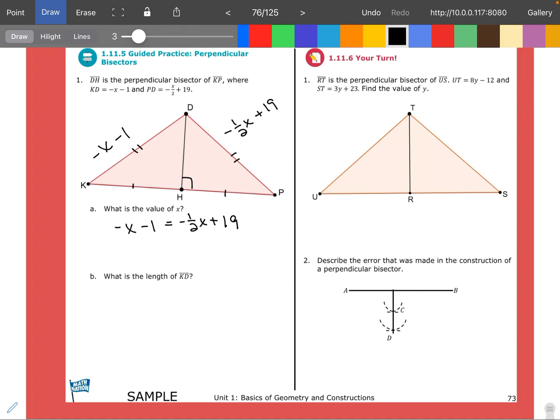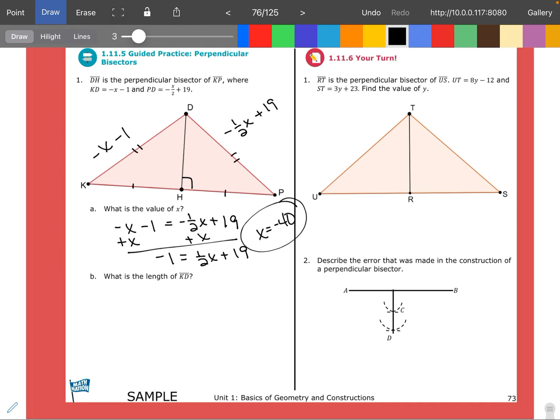Okay. Remember how to solve these at this point. You need to get rid of your smallest variable term, and then you have your two-step equation. So my smallest variable term is negative 1x. So I'll add 1x to each side. And then I can solve my two-step equation. Subtract 19 on each side, and then divide by 1/2, and I get a negative 40. It's okay for x to be negative.